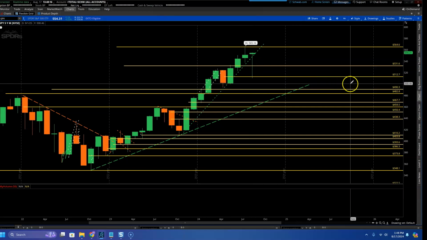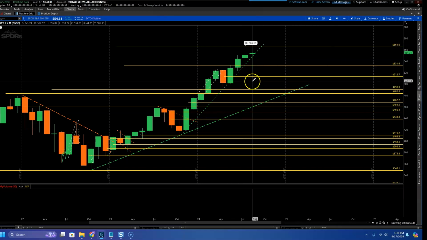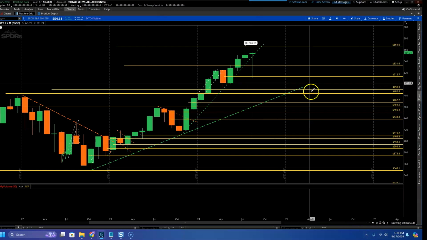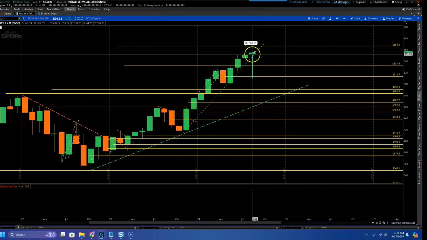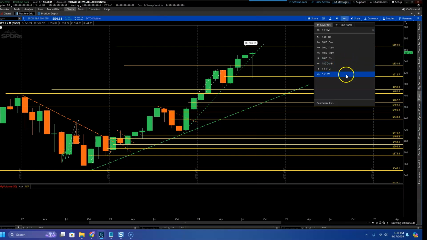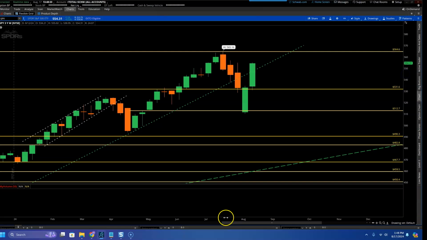We tested this 512, 510 area, and now we see this nice looking bottom wick, right? We still have almost 2 weeks before this month ends, so a lot can happen, right? This is not the final shape, but just to leave you where we are in terms of the monthly time frame.